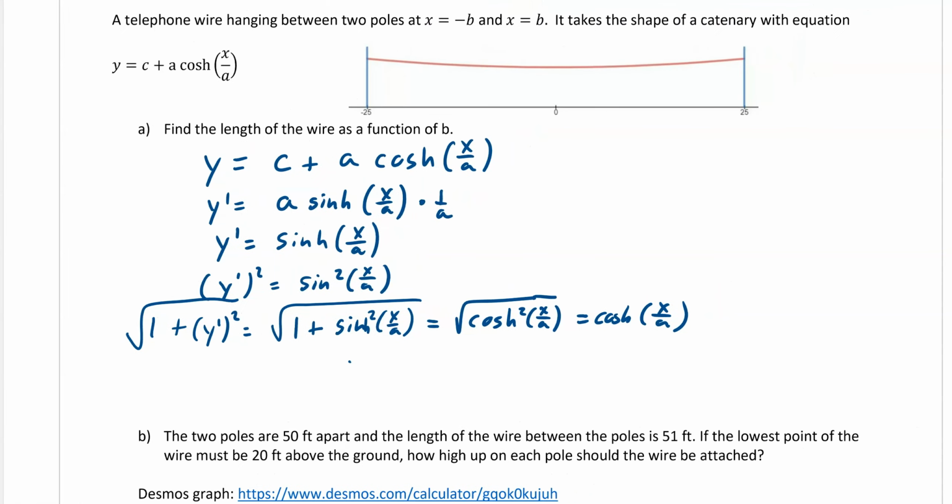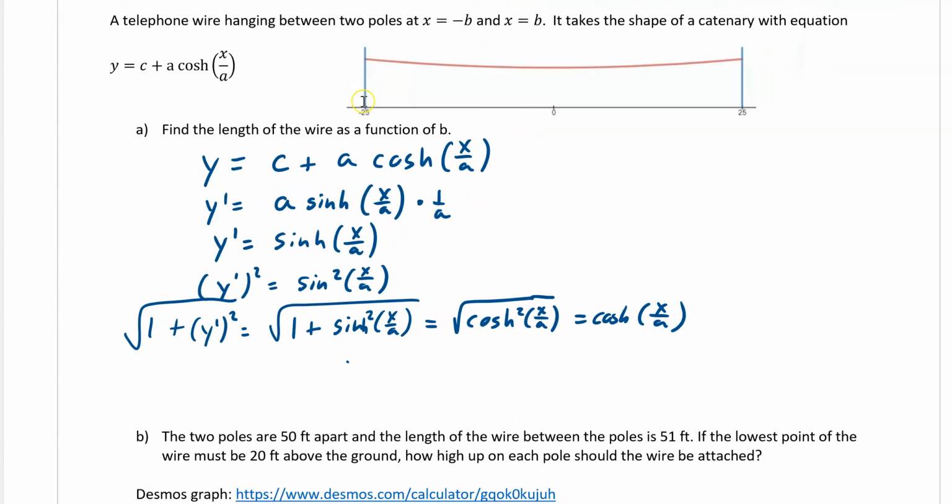What I was saying before is instead of going from negative b to b, we can just go from 0 to b and double it. Because if we're going to find the arc length from here to here, well, from here to here is the same length as from there to there. That's the center, right? So if we just double it, we can go from 0 to b of cosh of x over a dx.